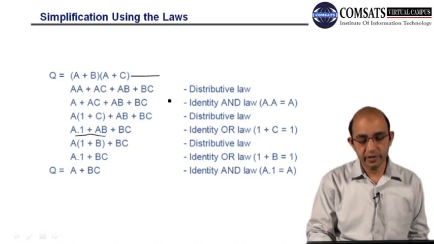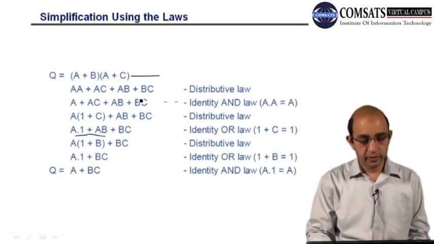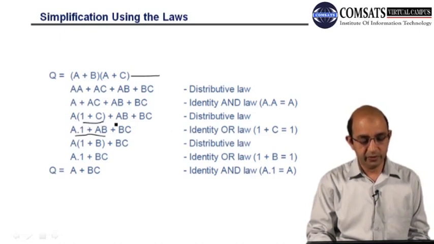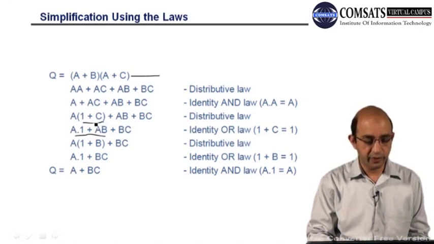So here we have used distributive law, right? So then we have used the identity element. So A dot A is equal to A, right? And the rest of the expression will remain the same. Then we will use the distributive law, right? So we will take A as common, so 1 plus C, right? And then here we will use the identity element in case of OR operation. So this is the identity element in case of OR operation. So 1 plus C is always 1. So A dot 1 plus AB plus BC.